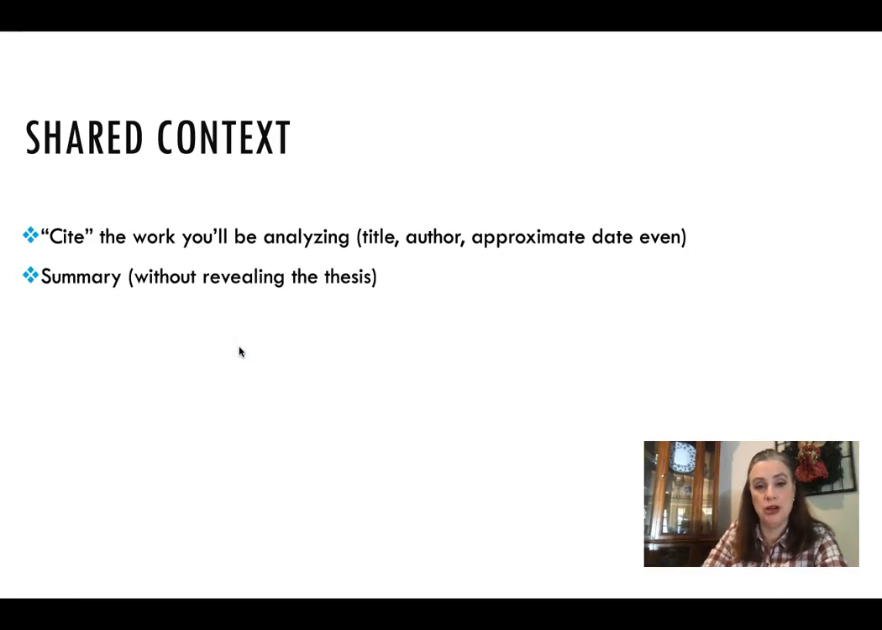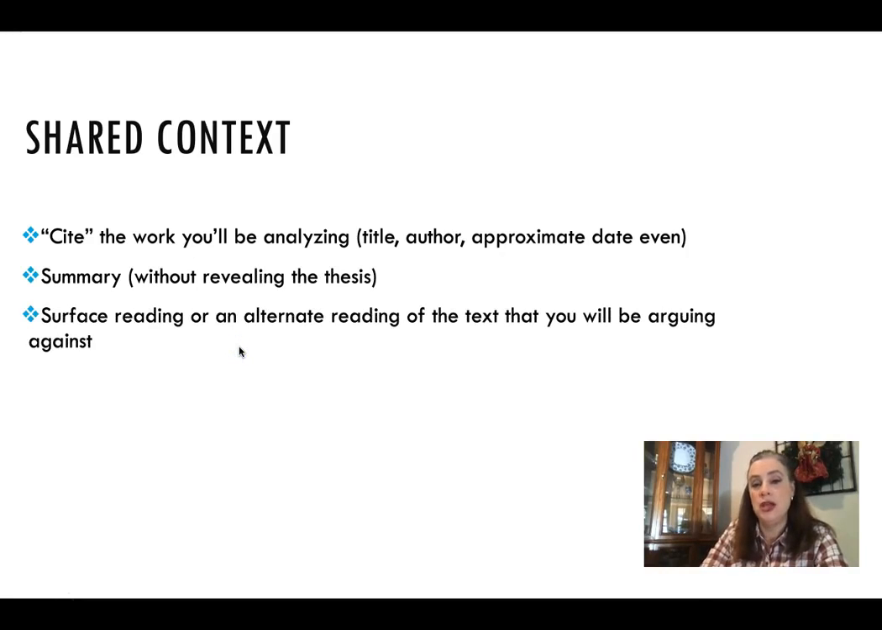You can do some summary here in the shared context. That's always good. Do not reveal your thesis yet, though. You can give the surface reading or an alternative reading of the text that you will be arguing against. So in my Robert Frost example, when I said the road less traveled, in the shared context portion, if my argument is that actually the speaker is regretting taking the road less traveled, what you would do here in the shared context portion would be to talk about how this poem is about taking a different path and not being like everyone else, and kind of talk about it in positive language there without revealing that you're going to undermine that in a minute with your thesis.